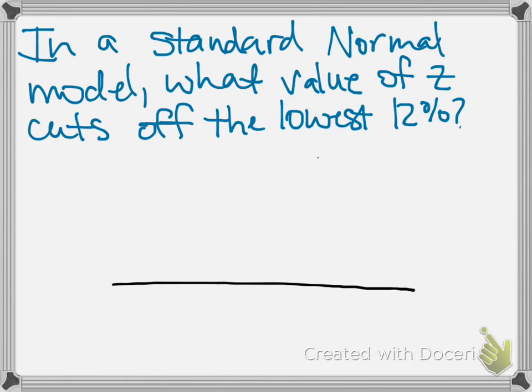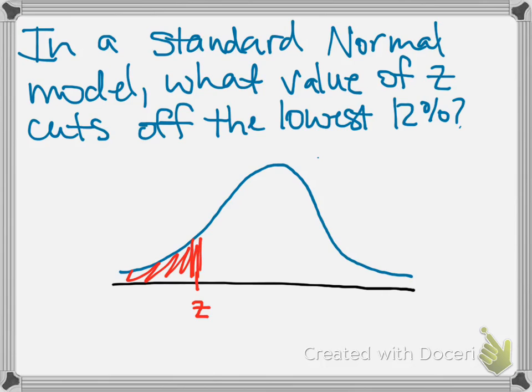So here's an example. We've got a standard normal model, and we want to know what value of z, so what z-score, cuts off the lowest 12% of the standard normal model. So again, with any problem like this, I would highly recommend drawing out a little normal curve. And we are interested in figuring out what z-score, so it's going to be something over here to the left, is going to cut off the lowest 12% of our curve. So we want a z-score that corresponds to an area under our curve of 12%.